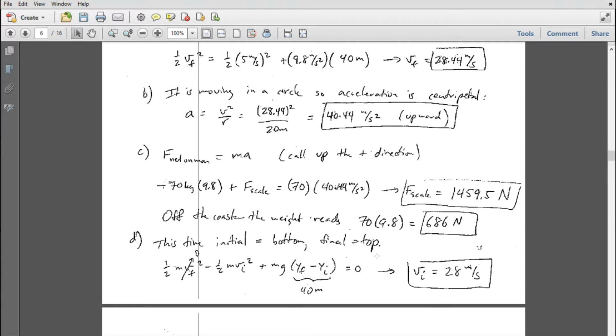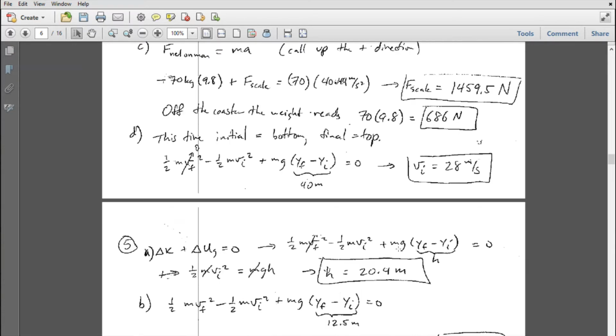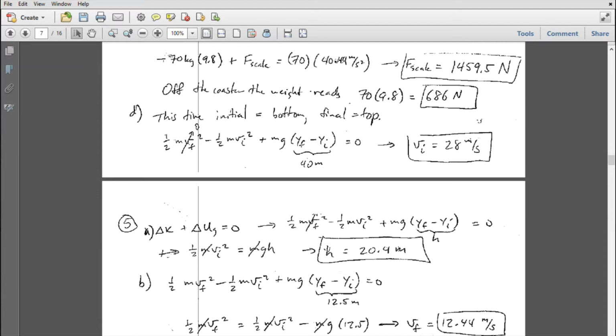So I'm taking my system to be the car plus the Earth. Gravity is an internal force, but the normal force is external, but it doesn't do any work, so the net work done by external forces is equal to delta KE plus delta PE. Solve for v initial. 28 meters per second would just barely get it squeaking to the top.